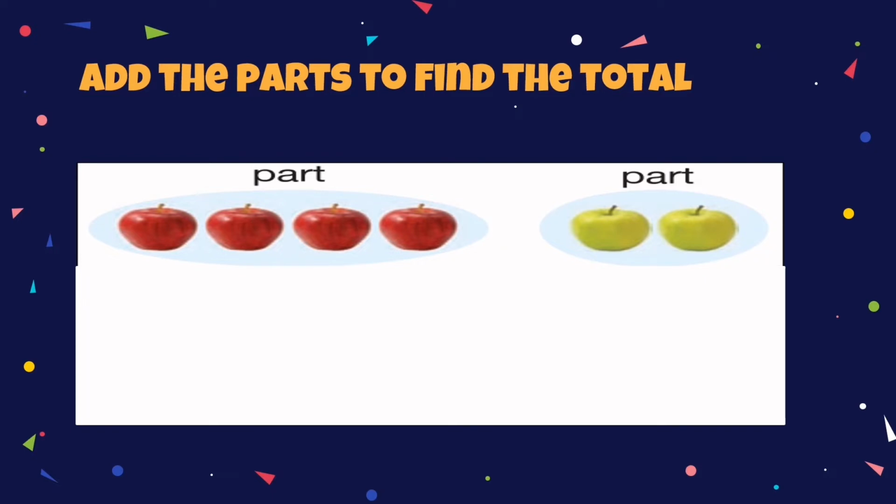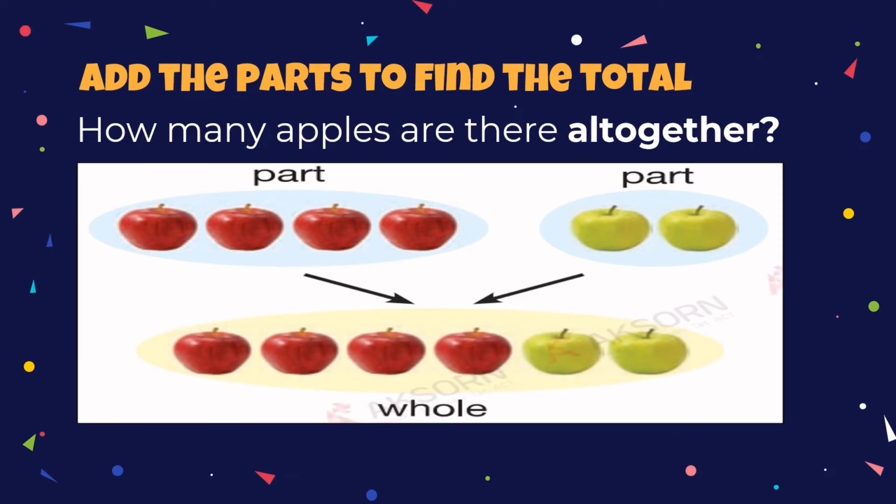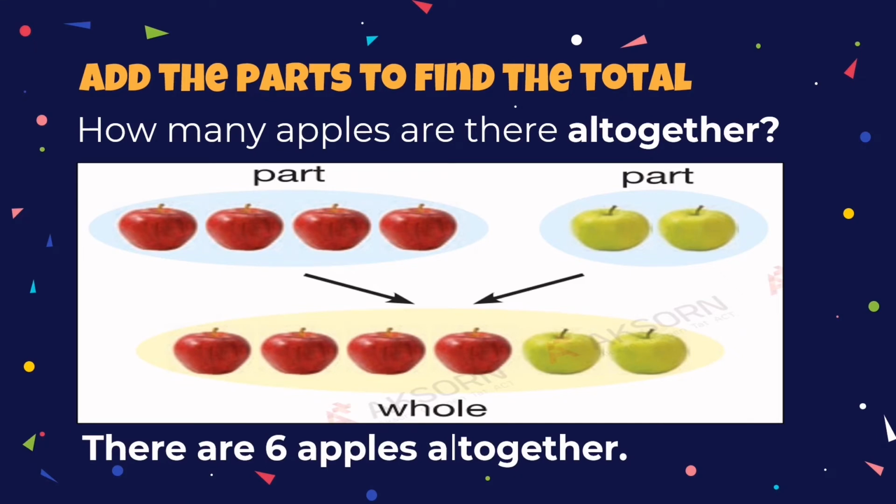The next way that we have is to add the parts to find the total. Here we have 2 parts, the red apples and the green apples. How many red apples do we have? We have 4 red apples. And how many green apples do we have? We have 2. So how many apples are there altogether? Let's count first the red apples, which is 4, and then we're going to add 2 more green apples. So we have 1, 2, 3, 4, 5, and 6. So there are 6 apples all together.